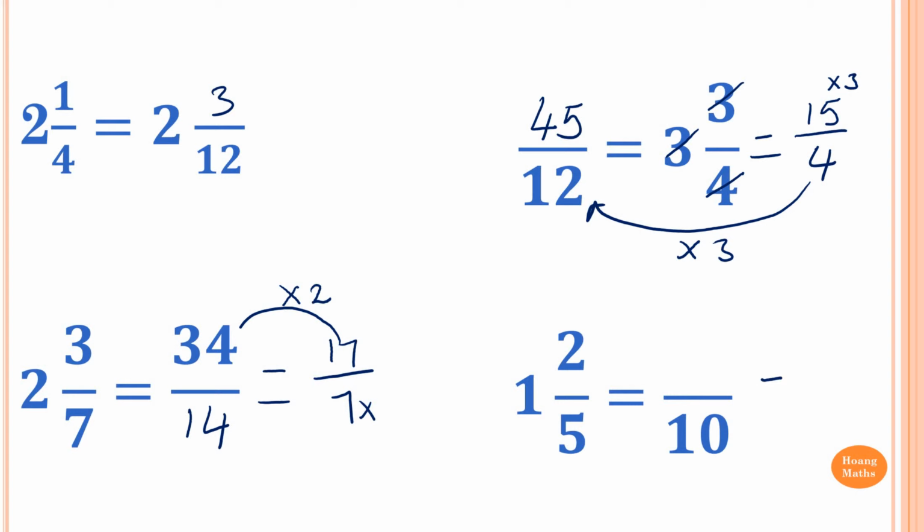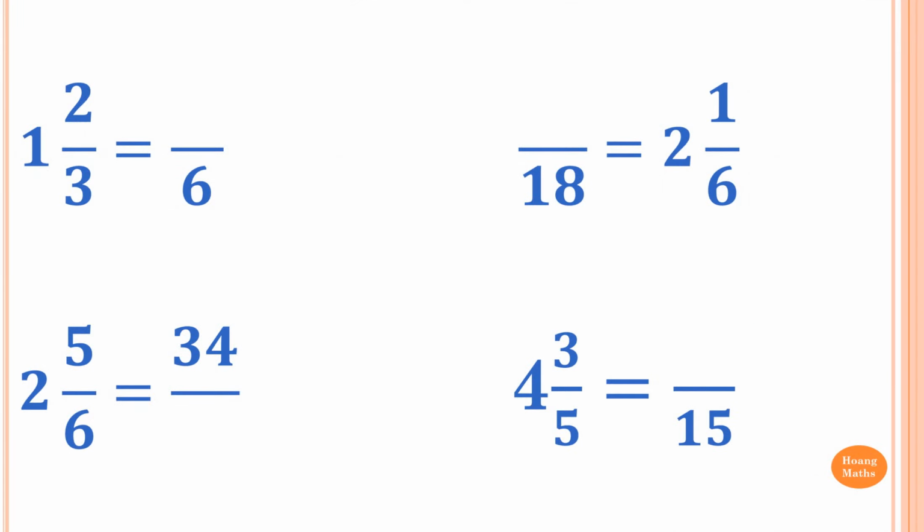Last one here. 1 and 2/5 is equal to something over 10. So I just write here, 5 times 1 is 5. Add 2 is 7, which is 7 over 5. So now to get from 5 to 10, I times this by 2. So this also times by 2. So 7 times 2 is 14. So the answer is 14 over 10.